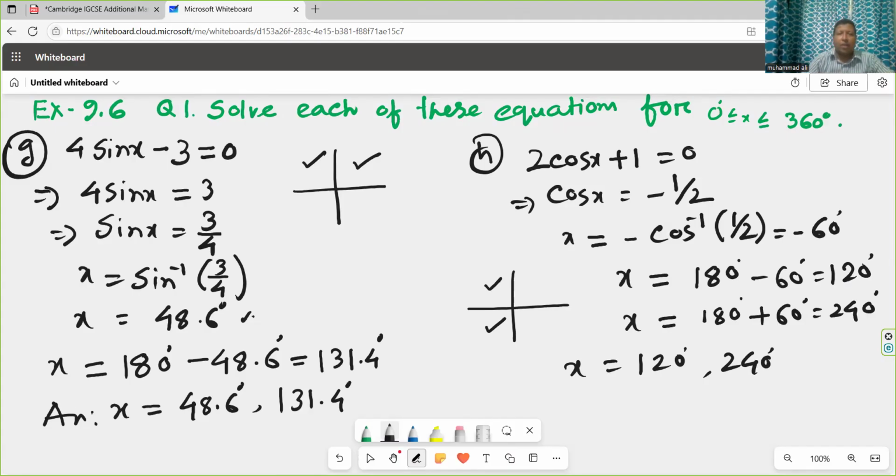So I believe that everybody understood this maths. Still, if you have any confusion, please contact me.